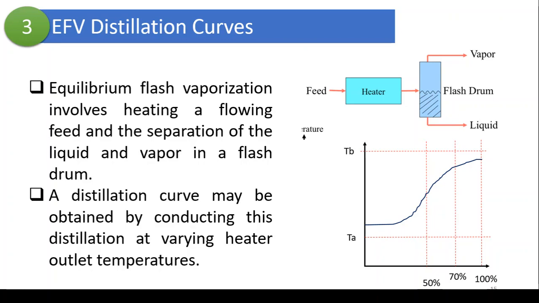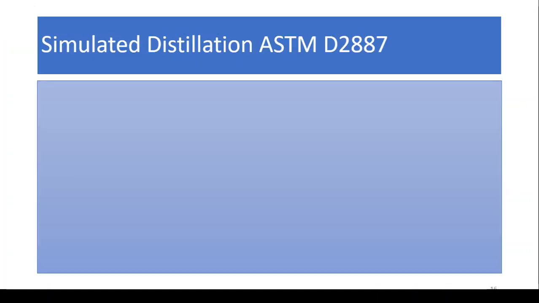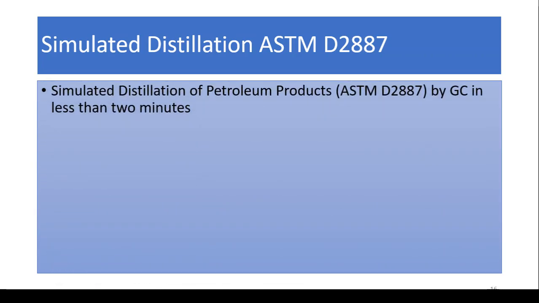So the last slide related to the curves is simulated distillation. As I have already explained, this is the replacement of the TBP one, D2887. So simulated distillation by GC is carried out. It requires hardly 1 to 2 minutes, because it gives the result within 2 minutes.